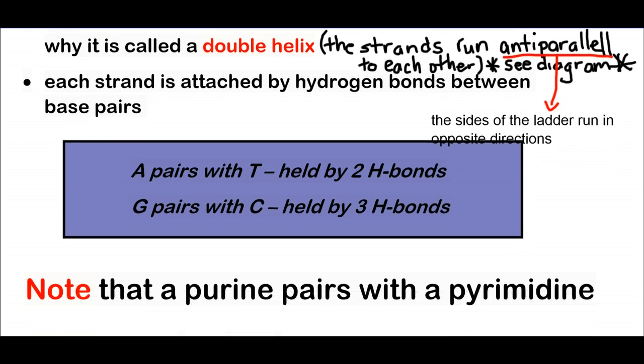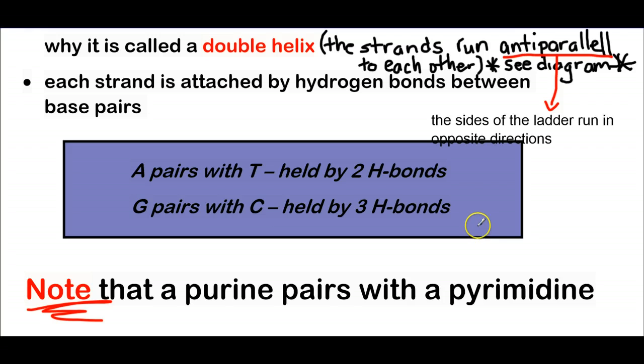Okay, so each strand is attached by hydrogen bonds between the nitrogen base pairs. So adenine, which is a purine, pairs with thymine. This is always who it pairs with. And G always pairs with C, guanine with cytosine. Now, the one thing you're always going to notice here, and I've made a big note down at the bottom, is that a purine will always pair with a pyrimidine.